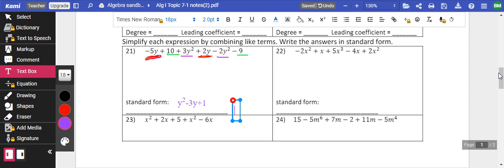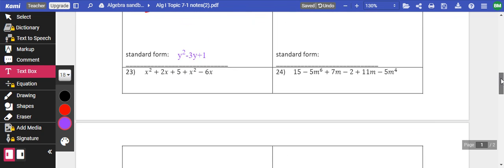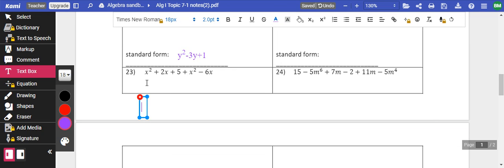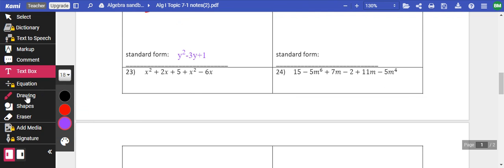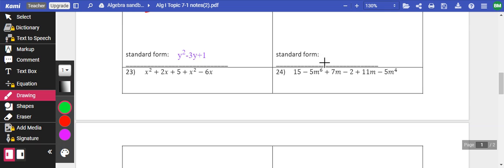Let's do that same thing here for 23. 23 is cut off a little bit, but I'm just going to put it right here in a text box at the bottom. Okay, so the first thing I'm going to do, you know what? I'm going to do number 24 because it's just a little bit different, so I'll show you a different kind. I have 15 minus 5m to the 6th plus 7m minus 2 plus 11m minus 5m to the 4th.